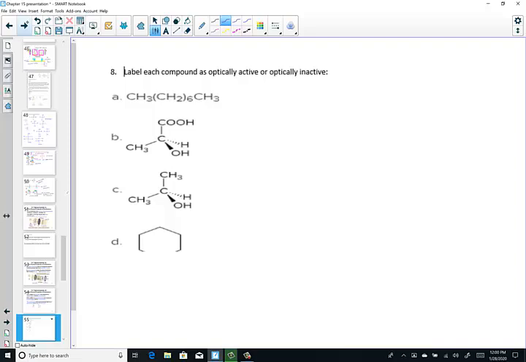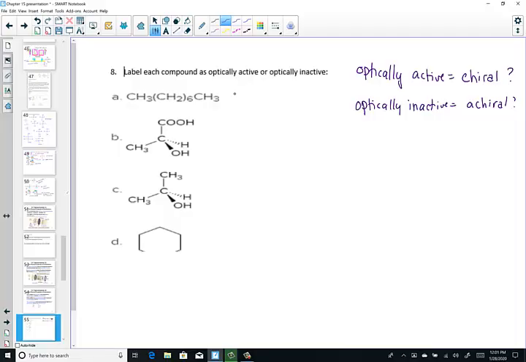Label each compound as optically active or optically inactive. Do you know what? We really have been practicing this. I don't think that this is a new question at all. If I want you to tell me if something is optically active, what am I really asking? I want to know if it's chiral. Do you find a chiral center? And if it's optically inactive, what we're really asking is to notice that it's achiral. So this question is the same question we've been answering all chapter long. We're just asked a different way.